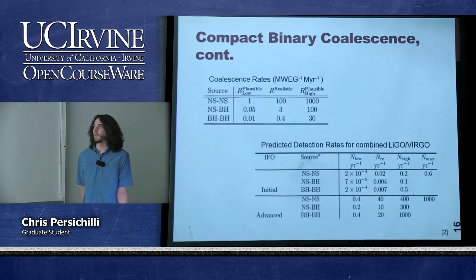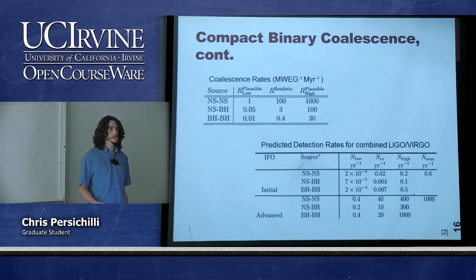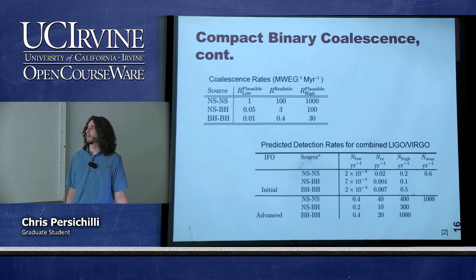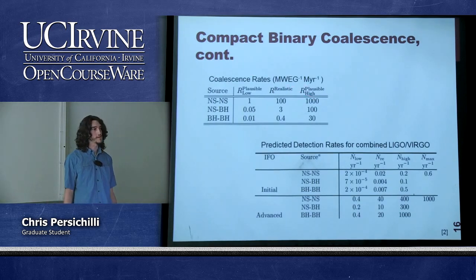And to just give an idea about whether or not we actually expect to see these things, this table here shows the expected merger rates. NS is neutron star and BH is black hole. So this is for neutron star, black hole. How many of these we expect in a MWEG, a Milky Way equivalent galaxy, per million years. So you can see that these things are not very common, and the likelihood of seeing one in our galaxy is very low.